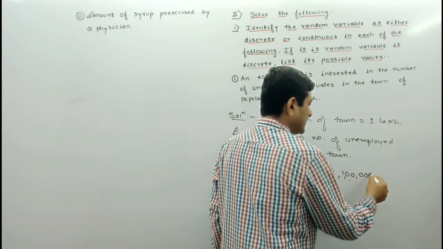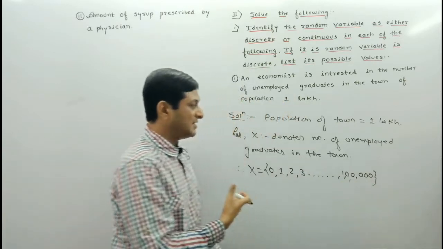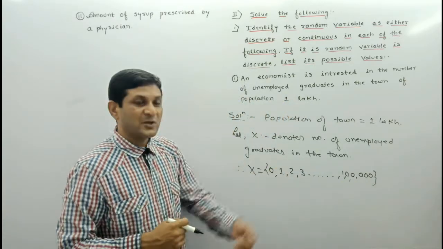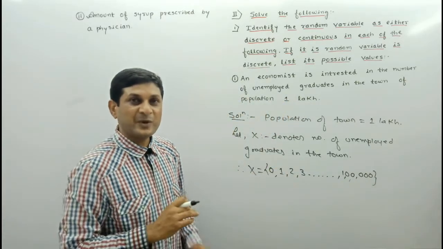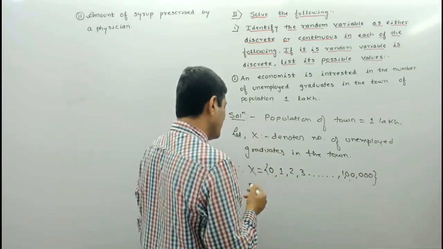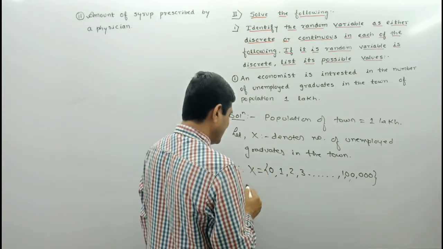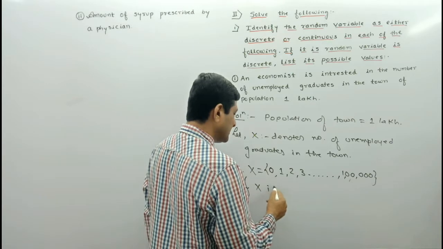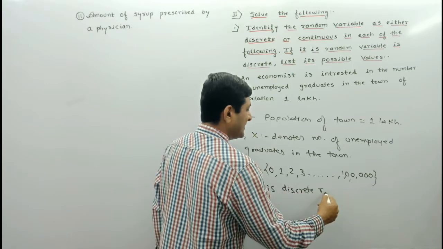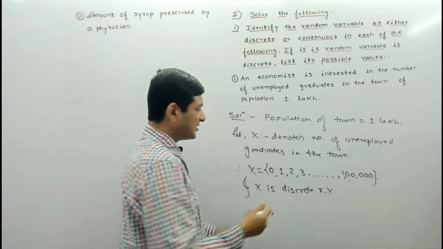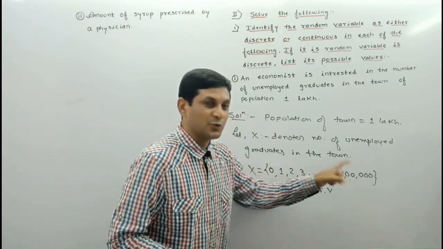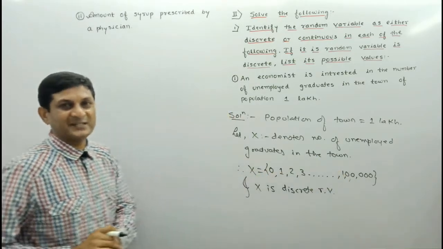So these are the possible values of x, and here we can observe that the values of x are countable. That's why we can say that x is a discrete random variable. So here x is a discrete random variable, and its values are from 0 to 1 lakh. Now observe the next example.